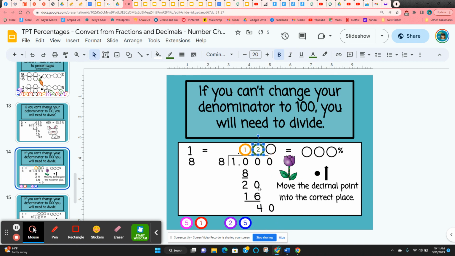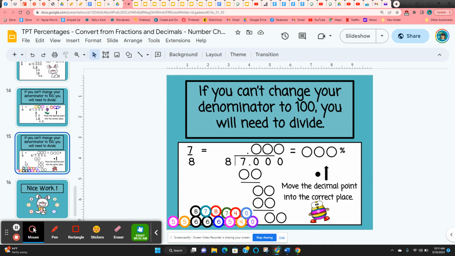8 times 2 is 16. Subtract, they get 4, bring down another 0. And then 8 goes into 40 evenly 5 times. Now they have 125 thousandths as their answer. They're going to move their decimal point 2 places to the right. And on this slide, they're going to be moving the decimal point. So they have to place that decimal point in the correct place in their solution. So if they move that decimal point 2 places to the right, it would be between the 2 and the 5. And again, they just click and hold, and they can move it into place.